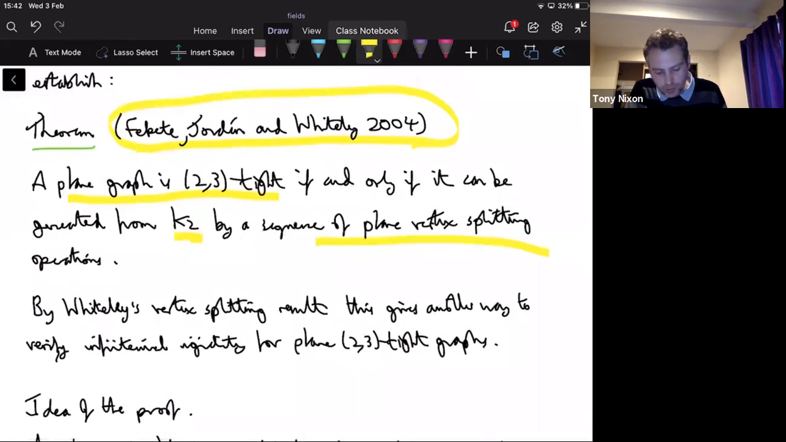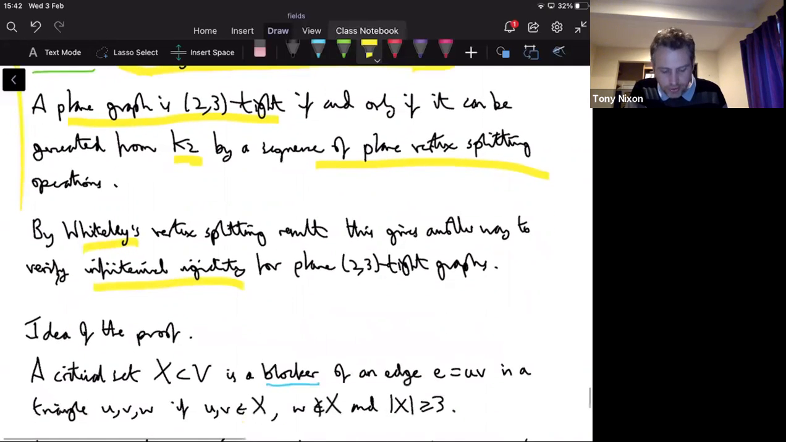Okay, and obviously because vertex splits preserve rigidity by Walter Whiteley's argument, this tells us, I guess if you like, another way to tell us infinitesimal rigidity in the plane or planar case. Okay, so I want to give you the idea of this proof, but not any of the details.